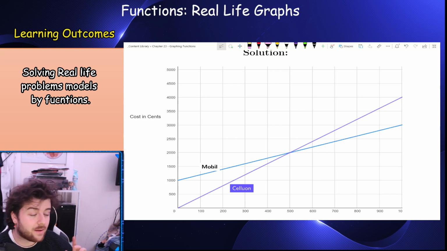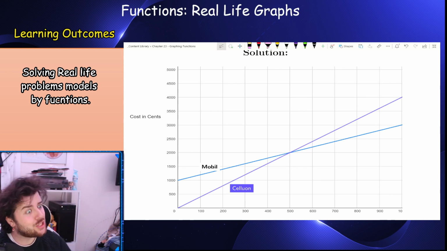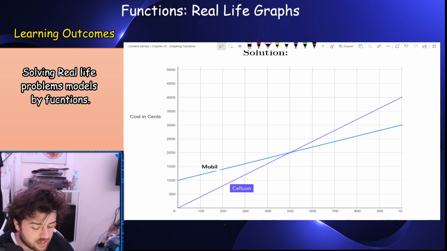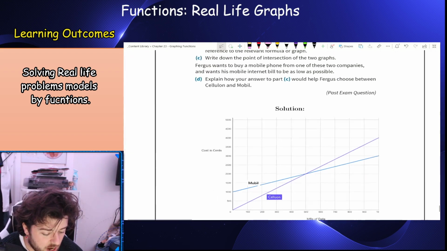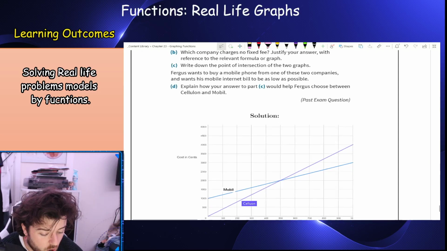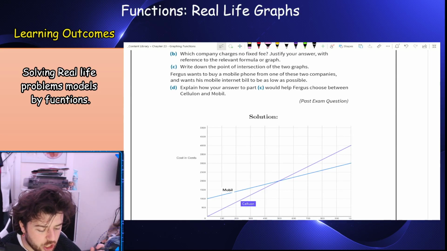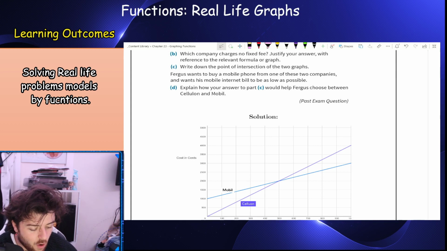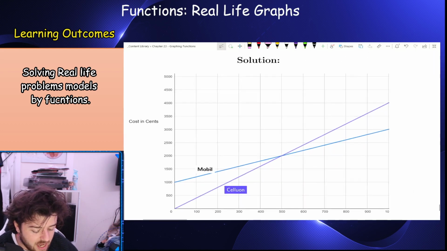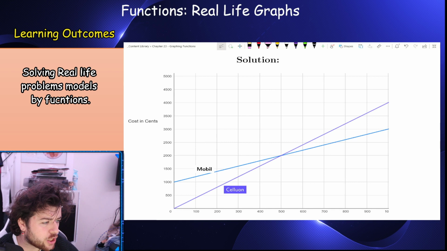So if you want to know how to graph a function, watch like 2 videos ago. I'll show you how to do it. So let's read the questions they ask us here. They want us to know which company charges no fixed fee? Justify your answer with the relevant formula or graph. So they want to know which company doesn't charge a fixed fee.